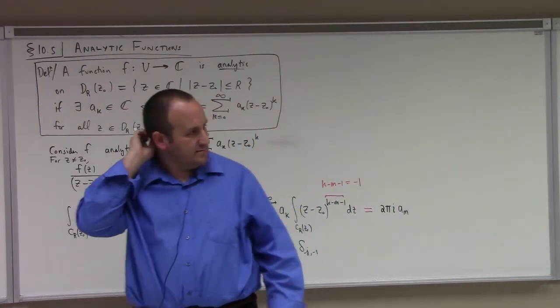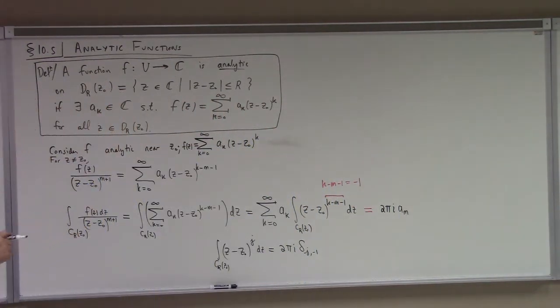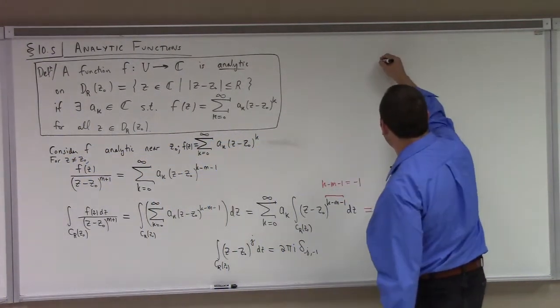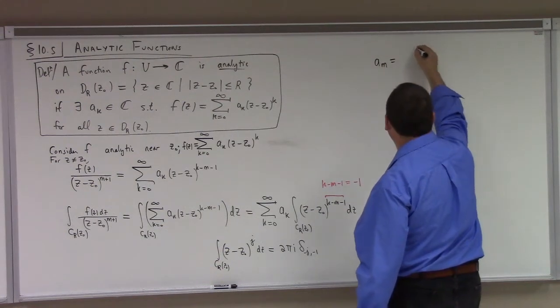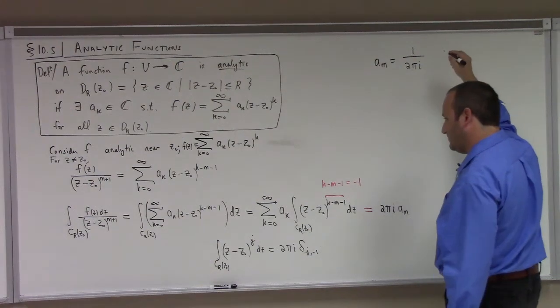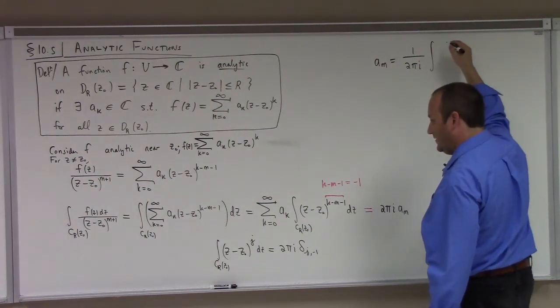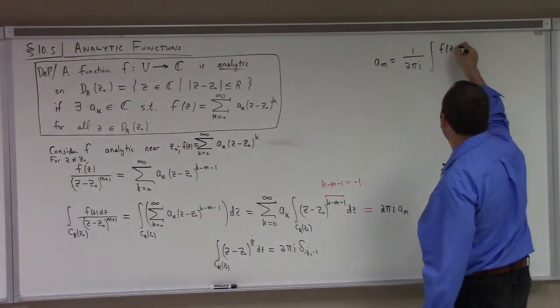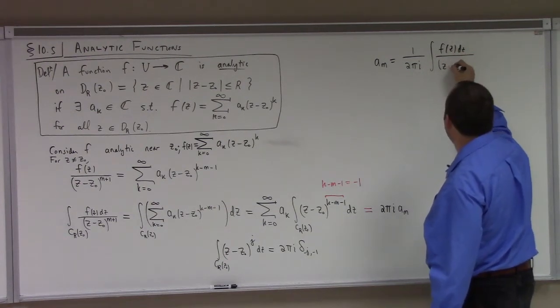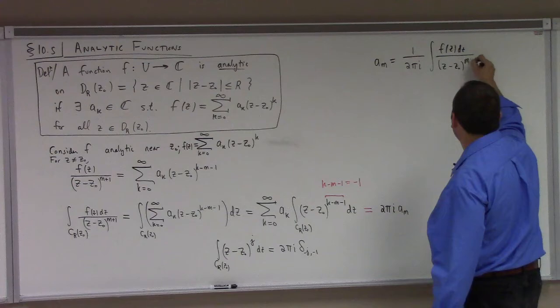Hey, what's that? What did we just derive? Through some sort of hocus pocus mathematics, but here it is. A sub m is equal to 1 over 2 pi i times the integral of f of z dz over z minus z naught to the m plus 1.